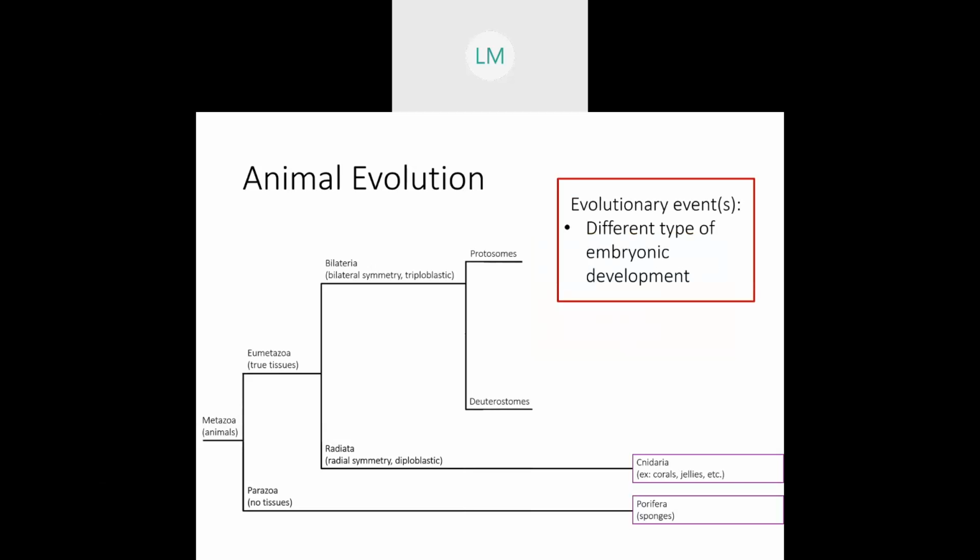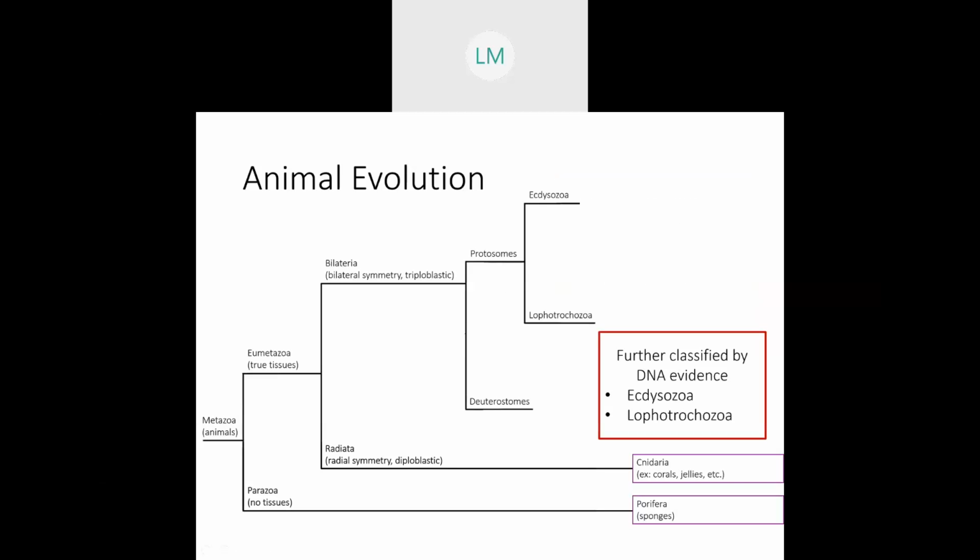And then within our bilaterally symmetrical organisms, our triploblastic organisms, we have two different types of embryonic development. Again, we're going to talk about this in a couple slides. Depending on how you develop, you are going to be classified as either a protostome or a deuterostome. Within our protostomes, we have two further classifications. This is just done by DNA evidence, and we'll talk about what those mean in a little bit.